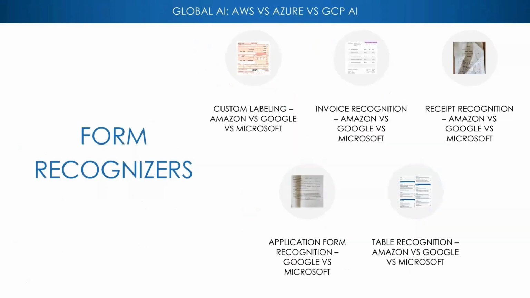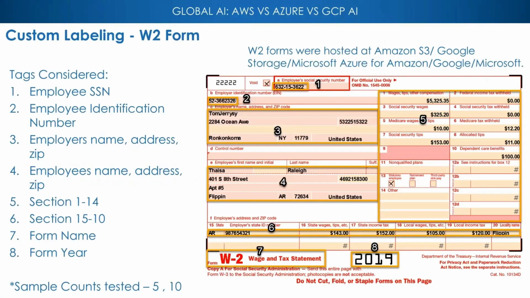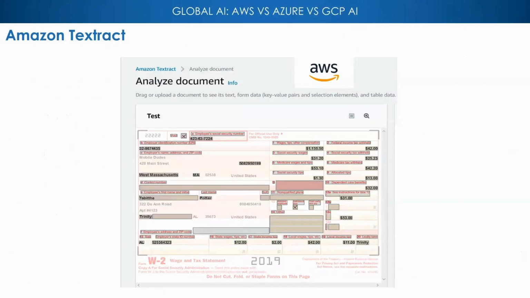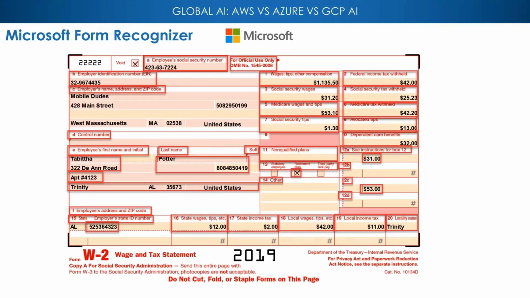Let's talk about form recognizers. There's a bunch of those: invoice, receipt, application form, and table, as well as some custom labeling that could be done for all the 3 clouds. So in this case, we all know what a W2 form is, and we can have a look at it. And then you can also look at a lot of other areas, for example, your EIN or your address, zip code, and a ton of other fields that you may have on a standardized form.